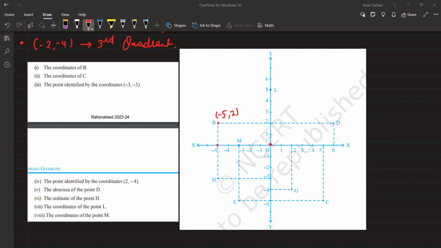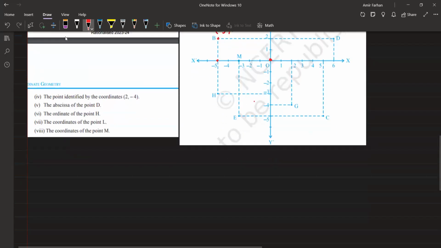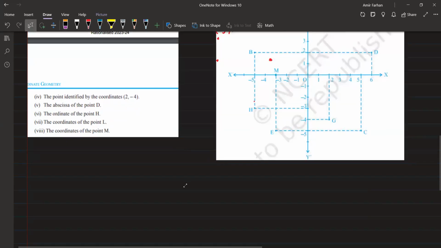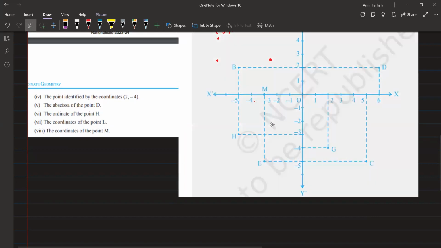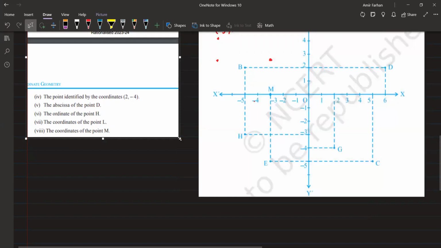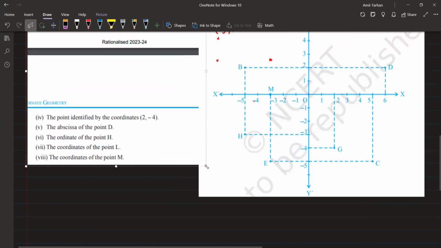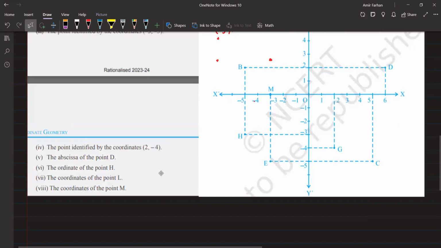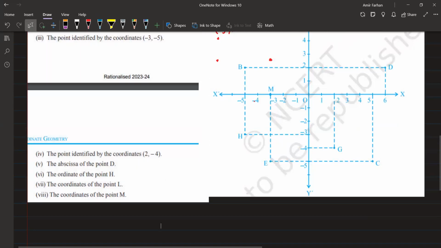Simrat, if this is not visible, I can zoom it a little bit more. Can I zoom it a little bit? Yes. Okay, just a second. Now clear? Yes. Okay, very good. Let me take some more examples from coordinate geometry.